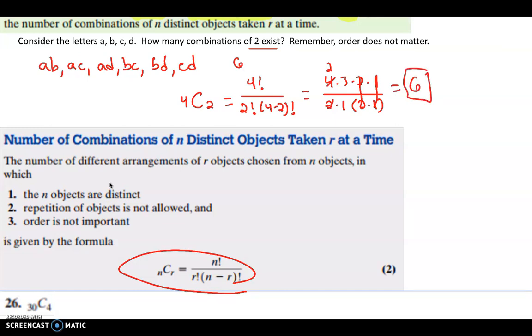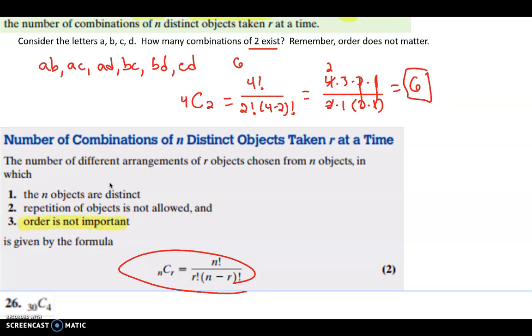Okay, so notice that we take out the repetitions, so combinations are going to be smaller than permutations because we don't have to take into account all the different orders. But again, the only distinction when we're looking at combinations is that the formula changes a bit, and that's because order is not important.